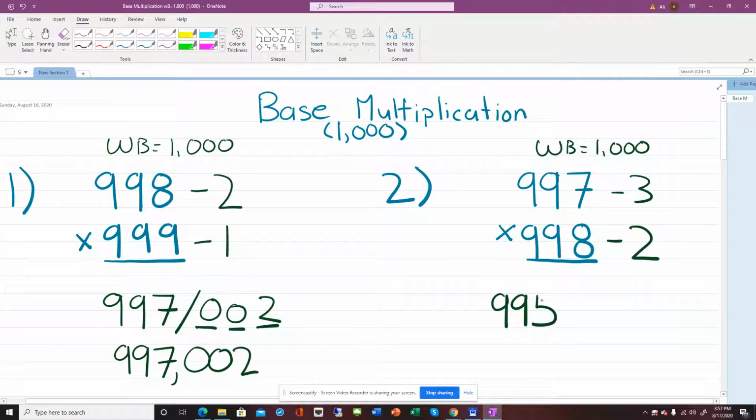Either way you do it. And I put a slash, and I expect 3 spaces here. What's 3 times 2? Negative 3 times negative 2 is positive 6. Fill these in with a 0. So final answer, 995,006.